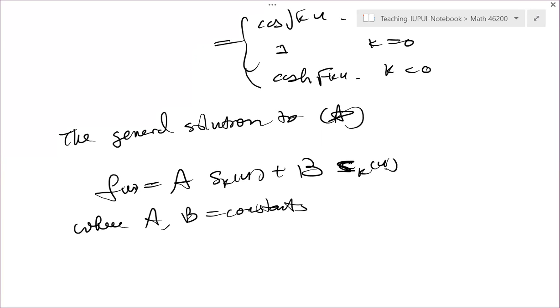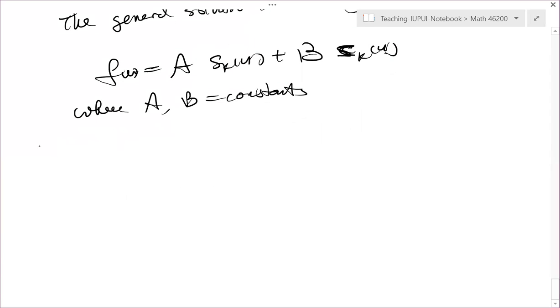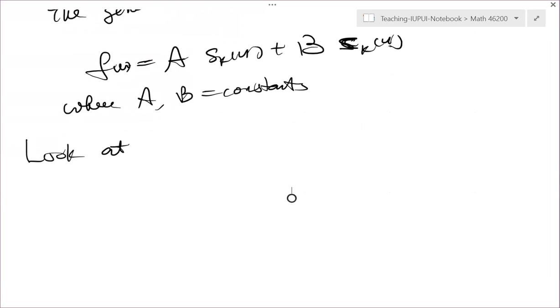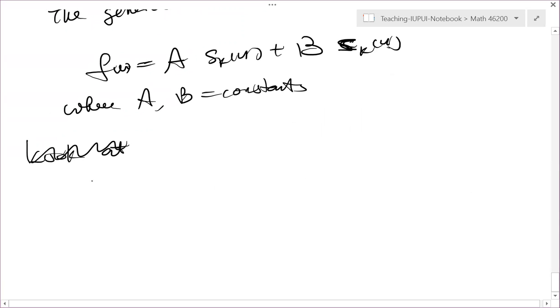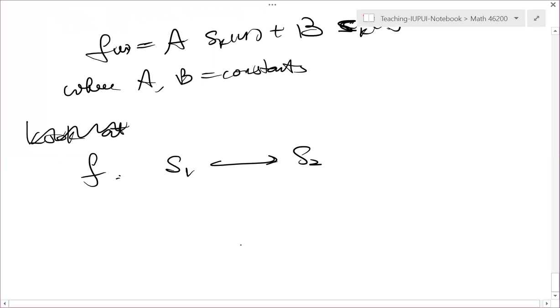Okay, this explains it to you. Let's take a look at the Earth. So I'm going to consider a map from surface 1 to surface 2. We assume this is an isometry. Isometry means it preserves the length of the curves.